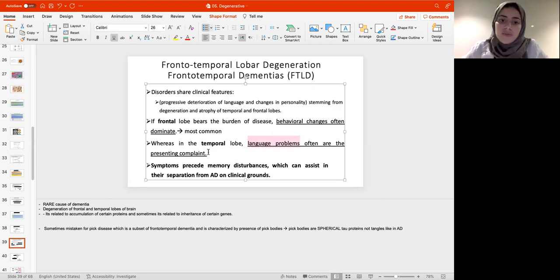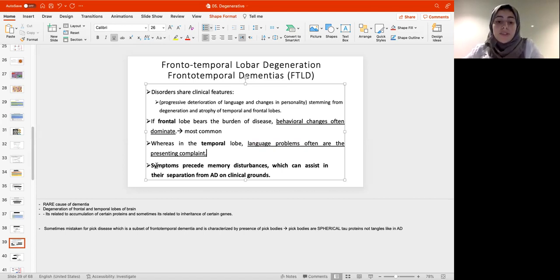And this all has to do with the function of each of those areas. So you know that our frontal lobe is the one that mainly is responsible for personality, behavior, and all that. Temporal lobe is more connected to language. You have the parietal and occipital. Each area has its own function. So frontal lobe, if it's the main part affected, then they'll have behavioral changes. Just remember that. Temporal, language problems. So you look at their main complaint, and you can tell by that.